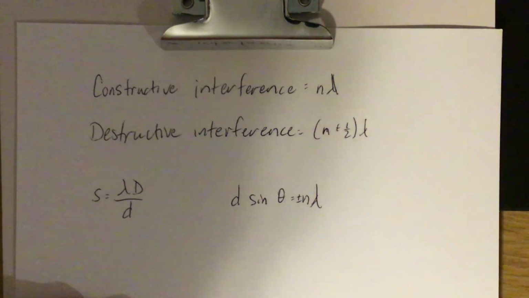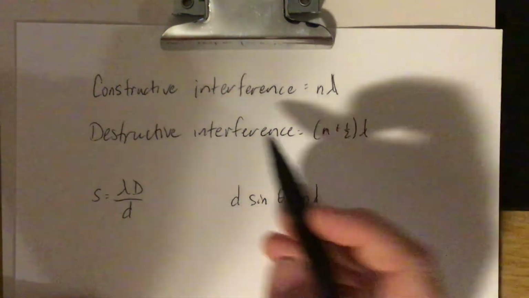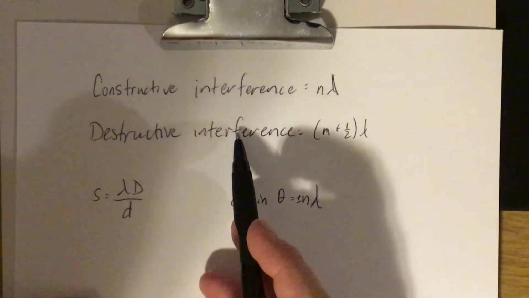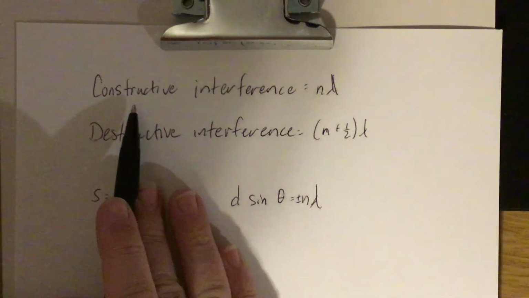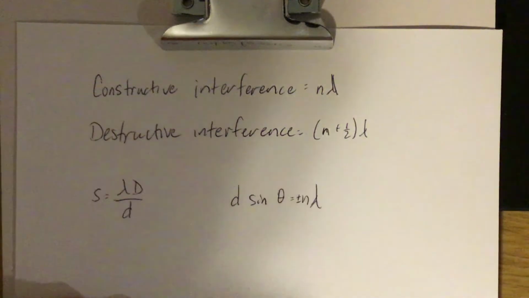In the data book, you'll see three main equations involving diffraction. The first two are talking about the interference that can occur and the path length difference in order to have constructive interference or destructive interference, and I'll show you that in a moment.